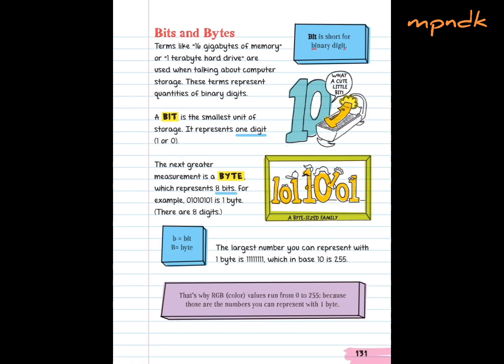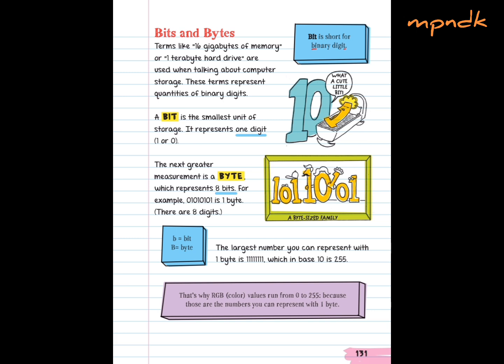Bits and bytes. Terms like 16 gigabytes of memory or 1 terabyte hard drive are used when talking about computer storage. These terms represent quantities of binary digits. A bit, which is short for binary digit, is the smallest unit of storage. It represents 1 digit, 1 or 0. The next greater measurement is a byte, which represents 8 bits. For example, 01010101 is 1 byte. There are 8 digits. Small letter b equals bit, capital letter B equals byte.